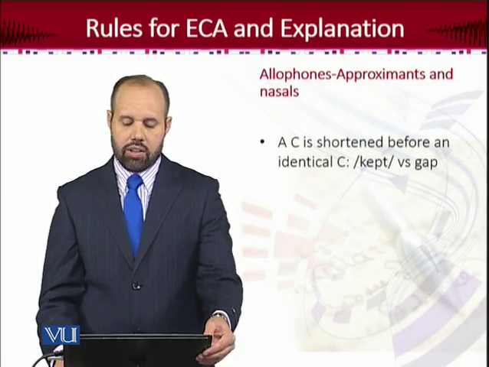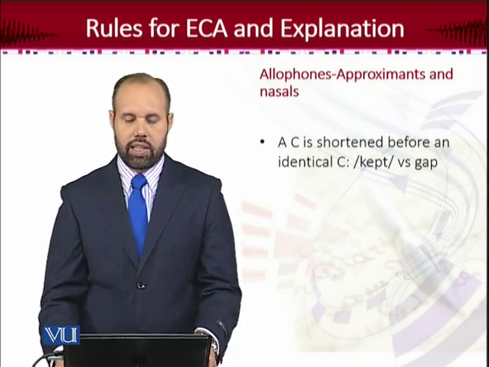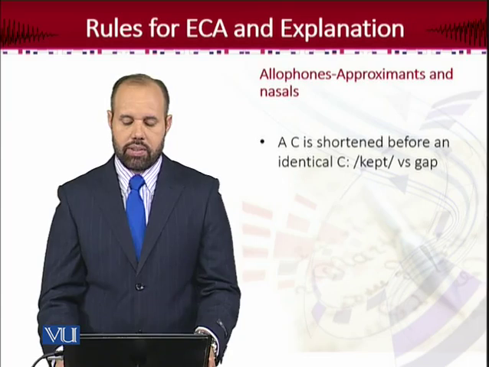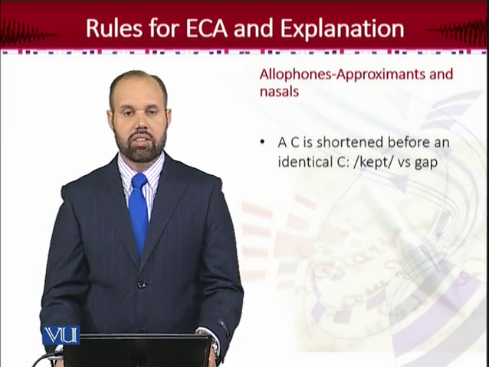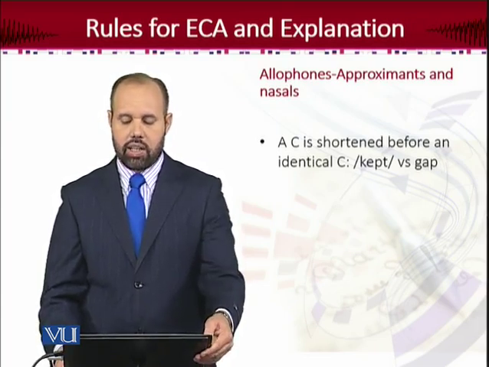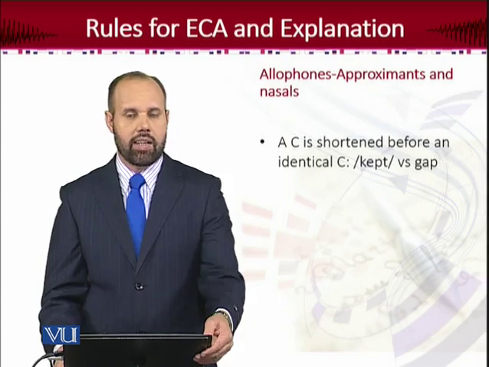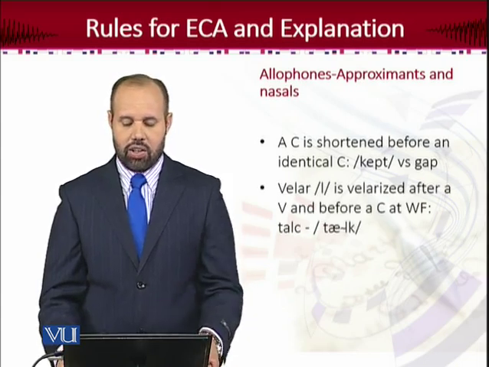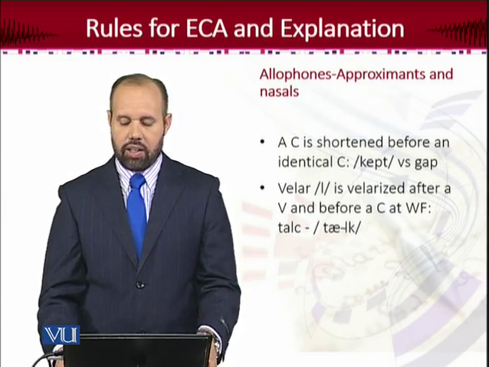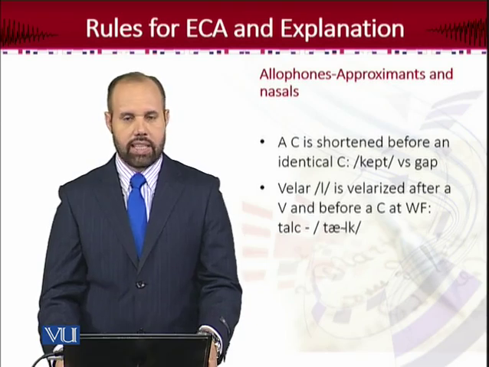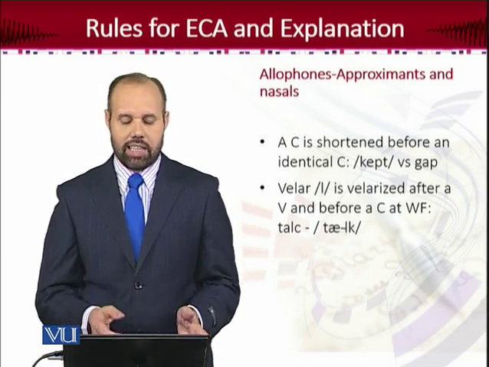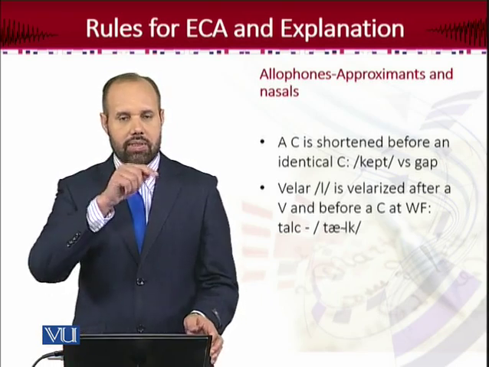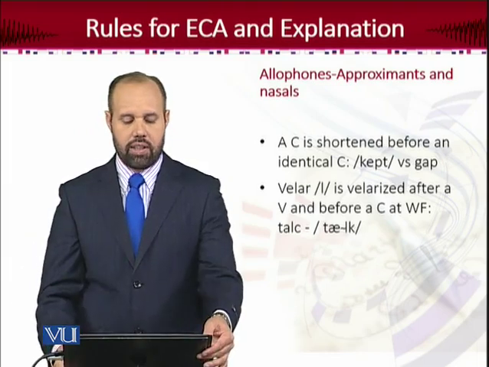Then a consonant is shortened before an identical consonant, like in the case of capped, right? So in capped, p is shorter because of t. That's an identical consonant. P in gap would be longer than p in capped, right? And then the velar l is velarized after a vowel and before a consonant at word final position, like talc, right? So in talc, the l is not the complete lateral l, it is a velarized l. And you see the sign of velarization at the middle of the l here.